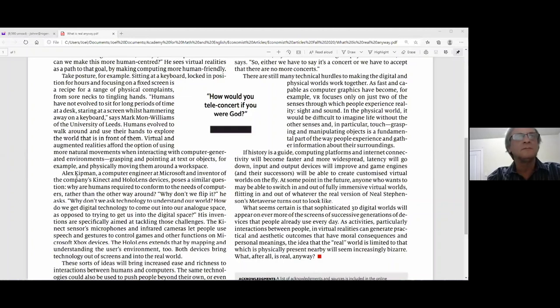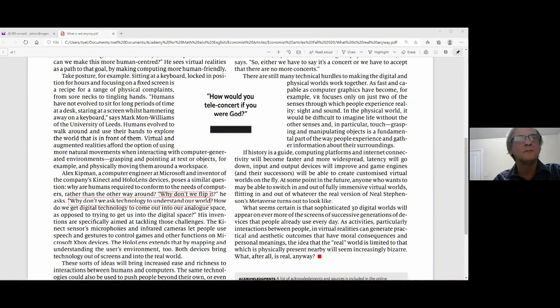Kipman, a computer engineer at Microsoft and inventor of the company's Kinect and HoloLens devices, poses a similar question: why are humans required to conform to the needs of computers rather than the other way around? Why don't we flip it, he asked. Why don't we ask technology to understand our world? How do we get digital technology to come out into our analog space, as opposed to trying to get us into the digital space?